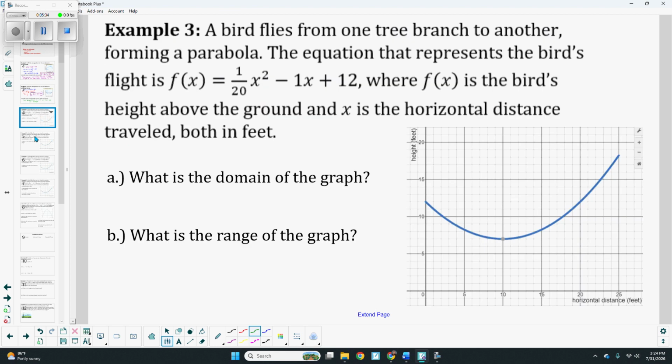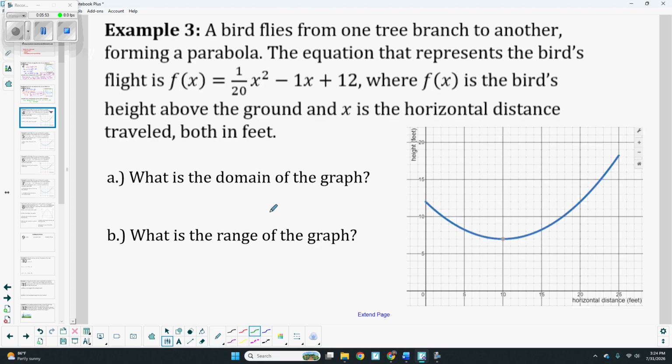So now example 3, we're going to use the same picture for a bunch of parts here, right? So we start with A and B. So here's our equation, 1 over 20 times x squared minus 1x plus 12. And f of x, or the y value, is the bird's height above the ground, and x is the horizontal distance traveled, and both of them are measured in feet.